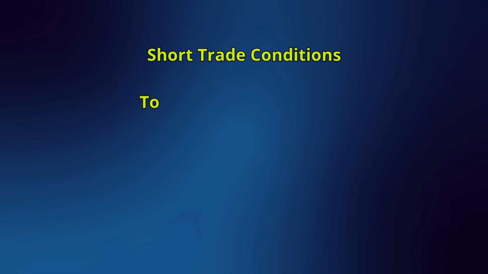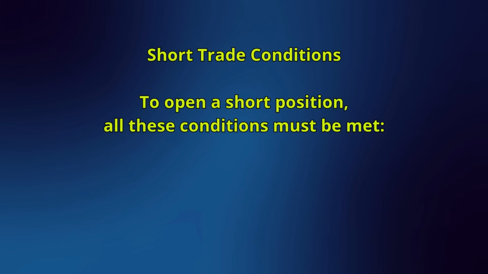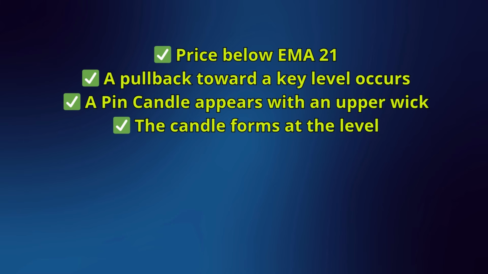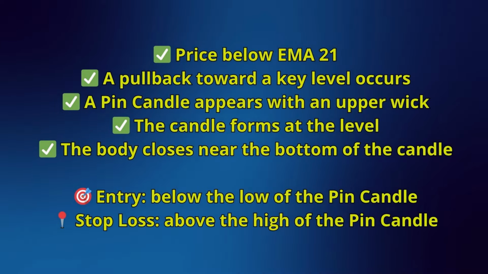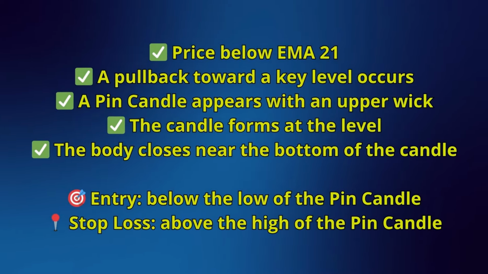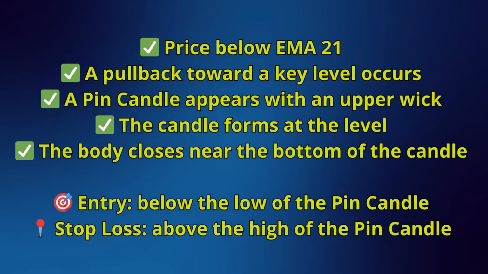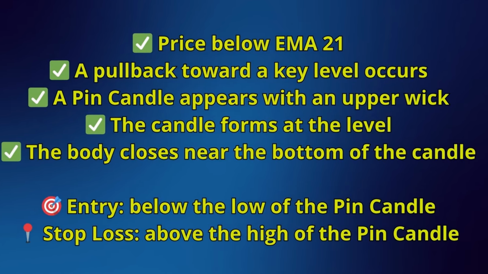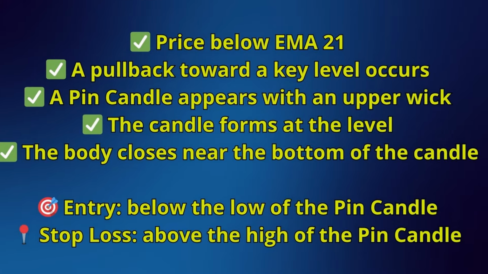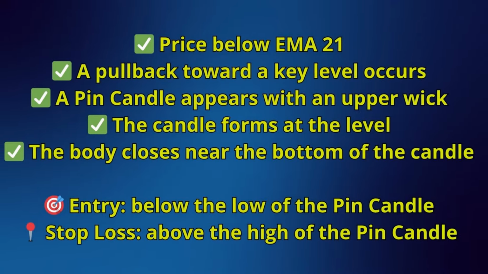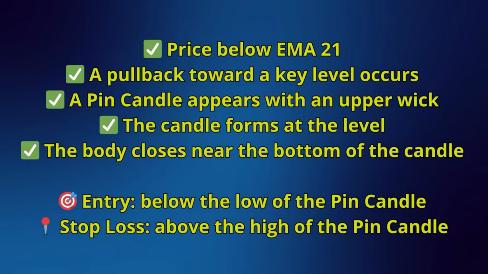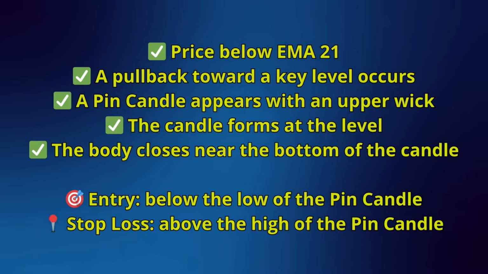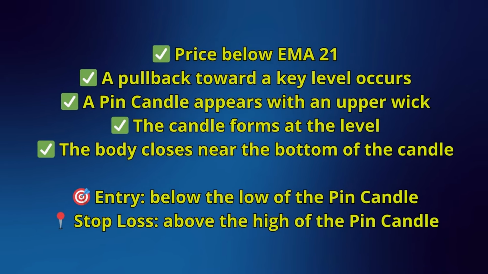The conditions for opening a short position are perfectly symmetrical to the long trade. First, the price must be trading below the EMA 21 to confirm a clear downtrend. We then wait for a pullback up to a key level. The trade is triggered by a pin candle appearing with an upper wick and a body that closes near the bottom. If all criteria are met, we set the entry just below the pin candle's low, and the stop loss securely above its high.